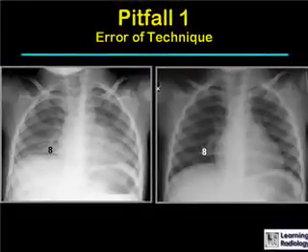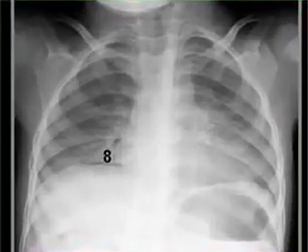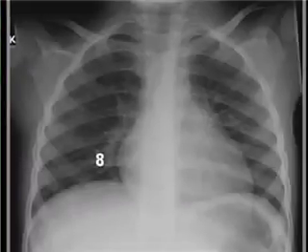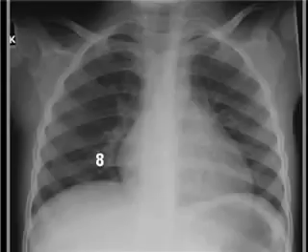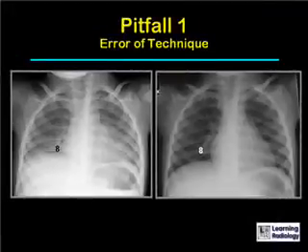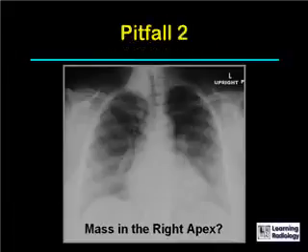some kind on the first image, it actually is all a pitfall of technique. First image, there are only 8 posterior ribs showing. On the second image, there are about 8.5 to 9 posterior ribs showing, but that's all the difference that's needed in order to change this from what looks like an abnormal radiograph into one that is obviously normal. So in this case, there's an inadequate inspiration. You would hope that in most cases you'd see 9 posterior ribs showing above the diaphragm.